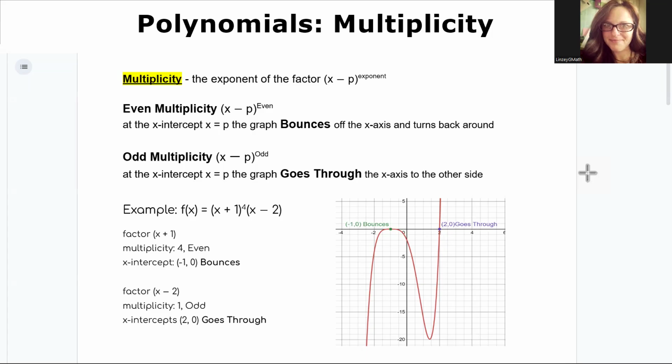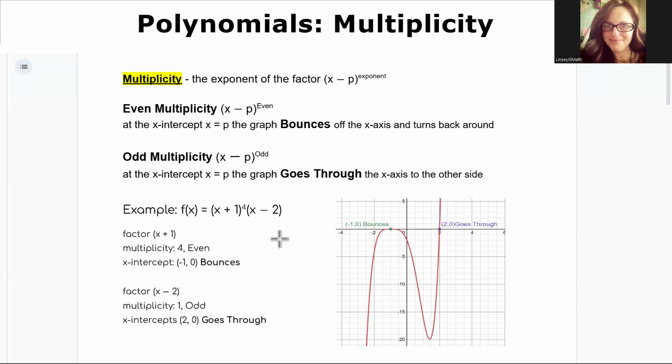Welcome to our session on polynomials multiplicity. Multiplicity is the exponent of the factor. When the exponent of the factor, the multiplicity, is even (2, 4, 6, 8), the graph bounces off the x-axis, touches and turns back around. When the multiplicity of the factor is odd, the graph goes through the x-axis to the other side.